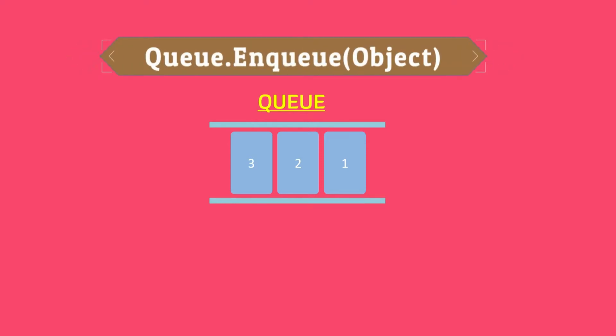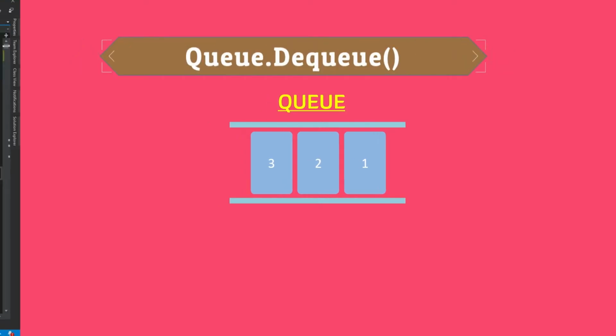Now like a stack, a queue is a queue. You cannot randomly access the item within the queue, and also you cannot reverse the queue. It is simply a queue. For adding an item in the queue, we have a method called Enqueue, and for removing an item, we have a method called Dequeue. Let's create a queue.